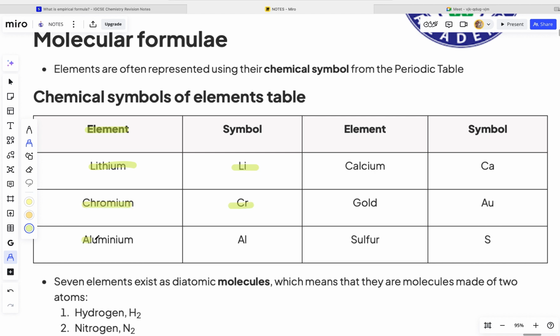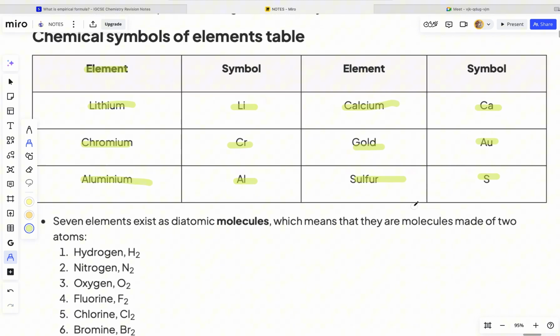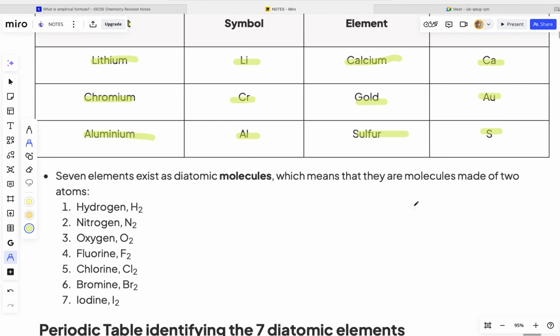We have aluminium, the symbol is Al. We have calcium, the symbol is Ca. We have gold, and the chemical symbol is Au, and sulfur, the chemical symbol is S. So these are some of the elements. Now let's take a look at more elements.